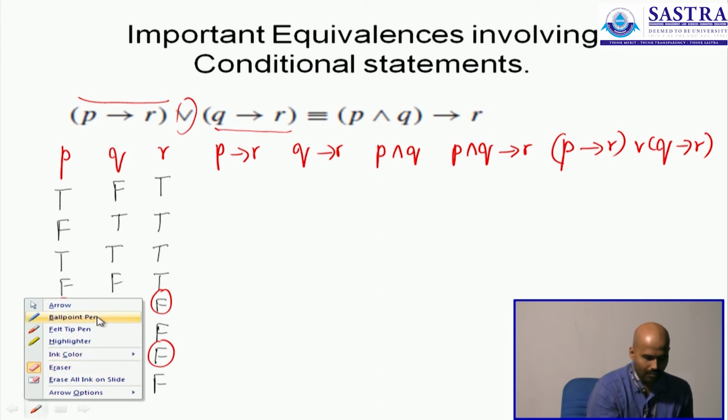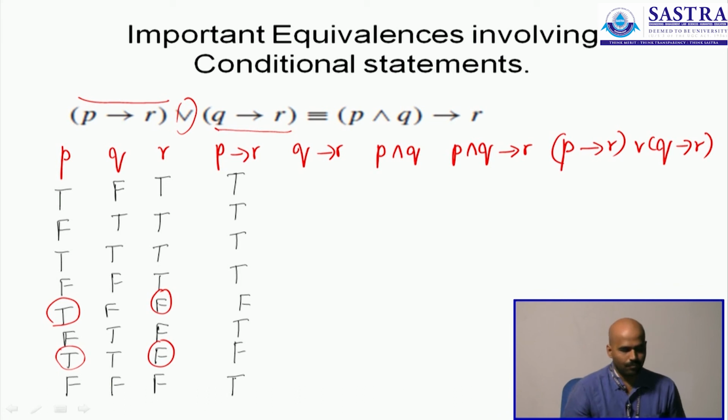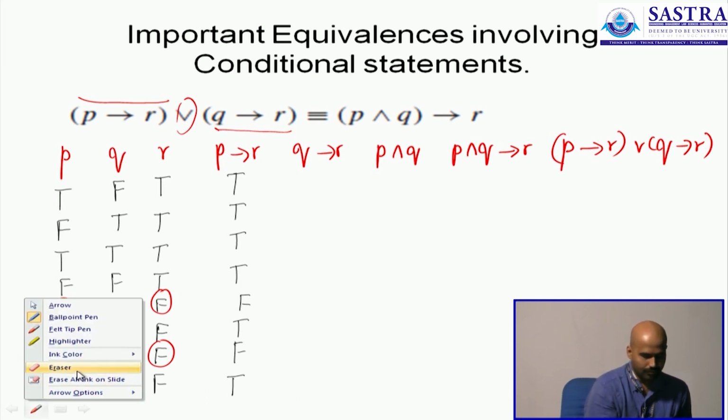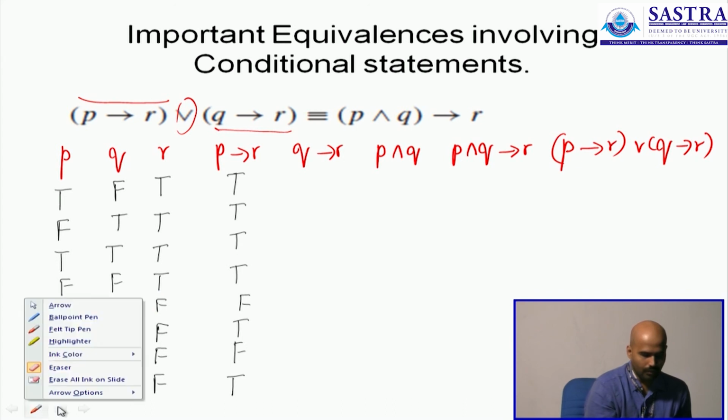It's true everywhere else. So 6 of them are true, a couple of them are false. Okay. Now Q and R. Look at Q and R.